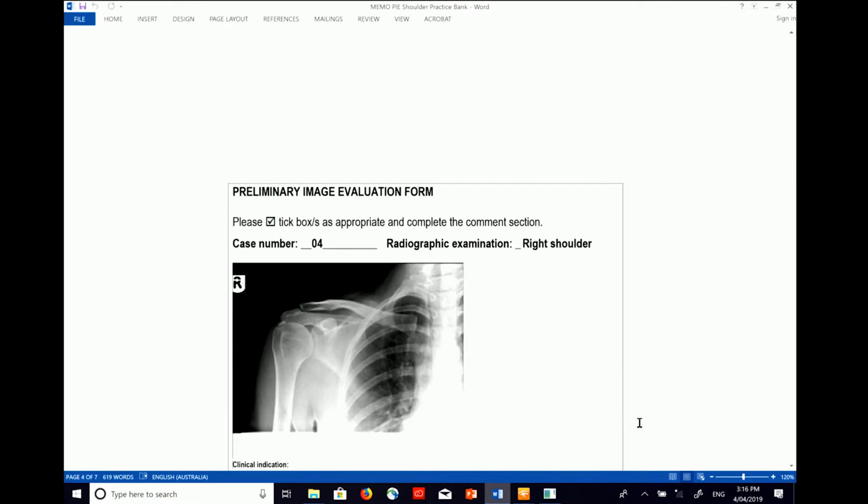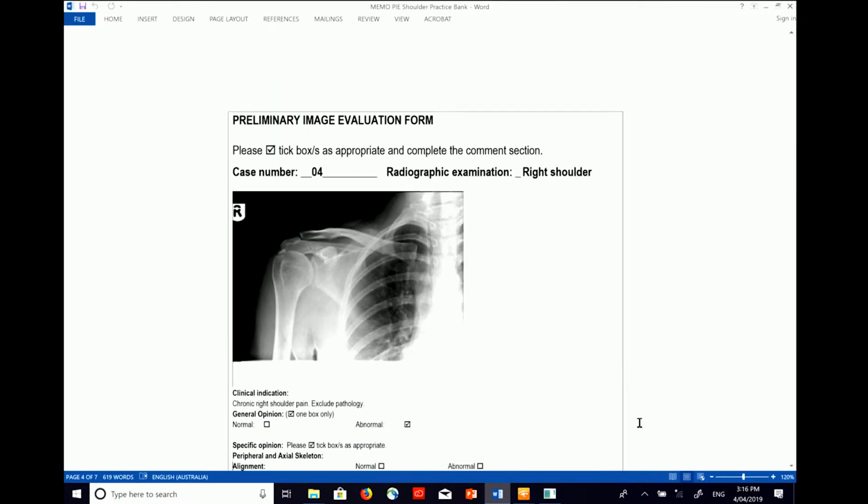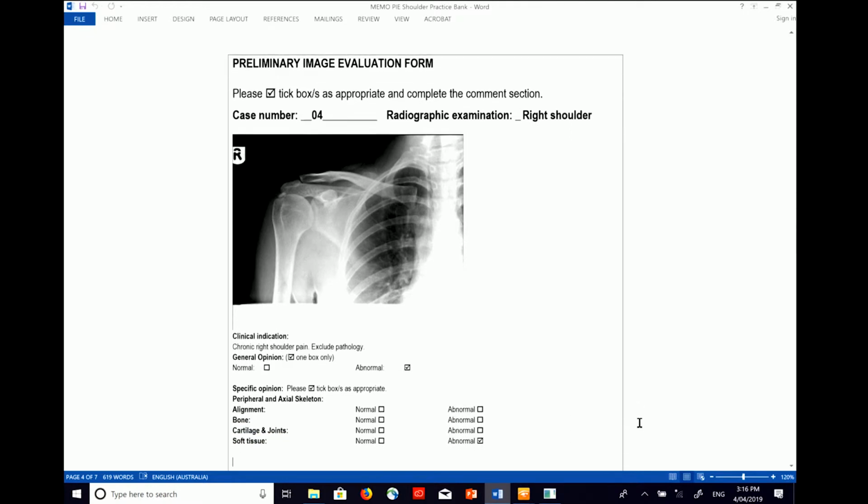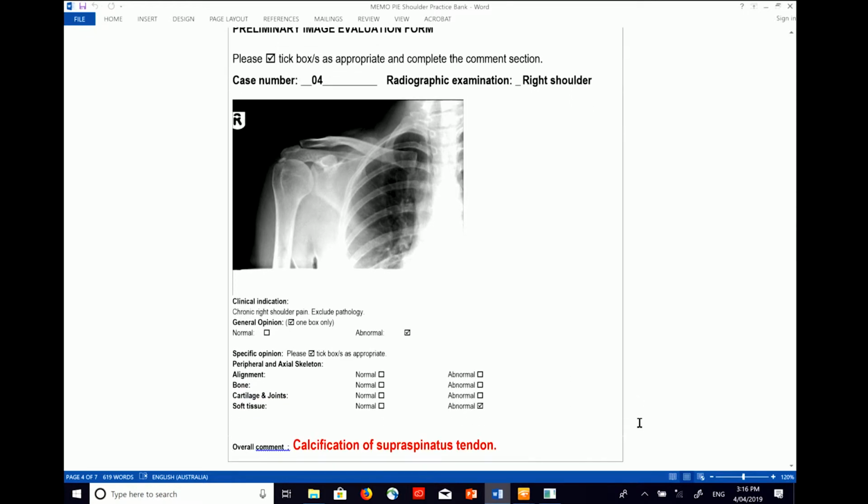So for case 4 then, it's abnormal, and the only other tick box is for the soft tissue, and your overall comment there should be calcification of the supraspinatus tendon.